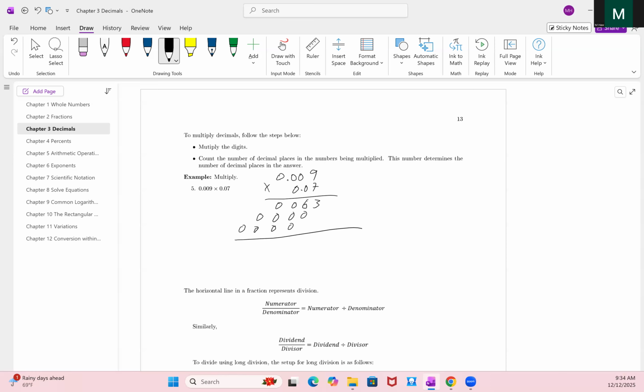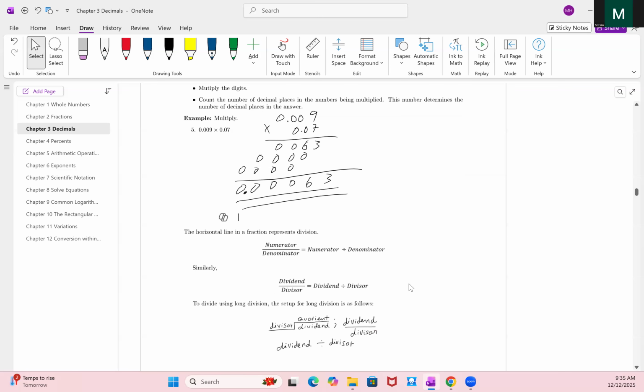So now we add these numbers vertically. 6 plus 0 is 6. The remainders are zeros. Okay, so now we count the total number of digits to the right of the decimal in the numbers that we're multiplying. So there are 5 of them, 1, 2, 3, 4, 5. That means we need to have 5 digits to the right of the decimal in the answer. So the decimal point should be 2, 3, 4, 5. It should be here. So now we have 5 digits to the right of the decimal. So this is the answer.